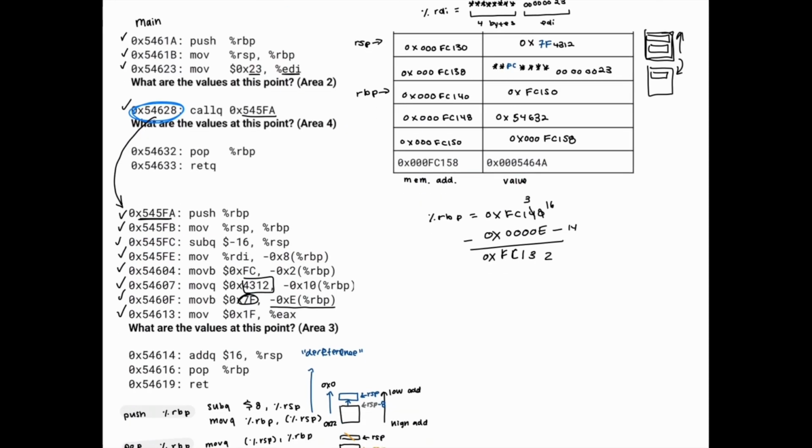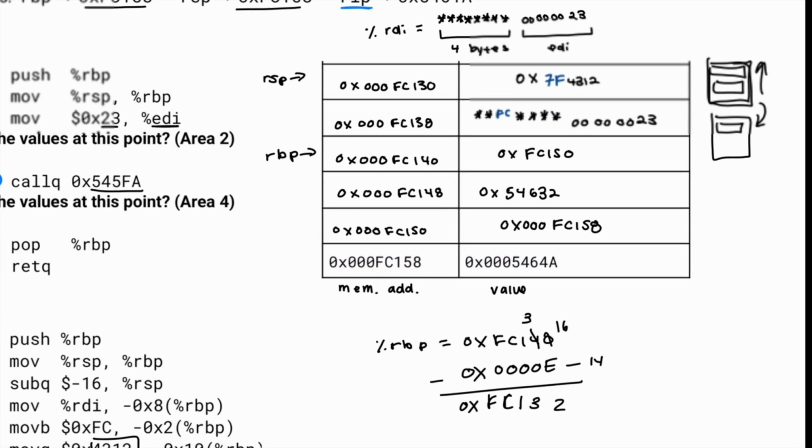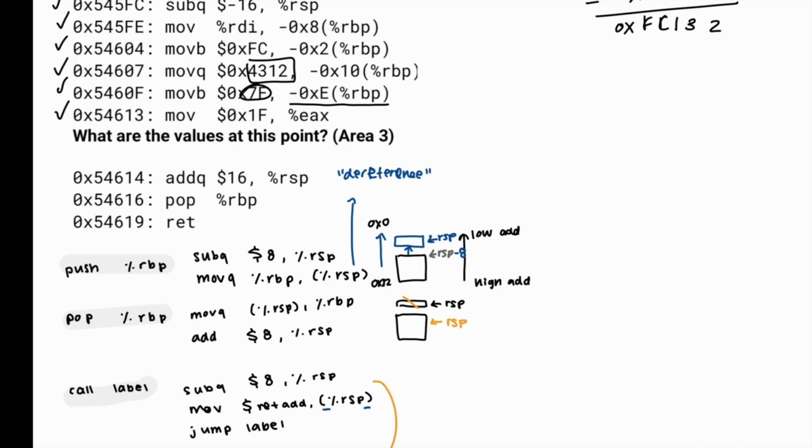Okay, at this point, we're going to add 16 to RSP. So we're going to restore its original value. This is our RSP right now. If we move 8 bytes up and then 8 bytes up again to the higher memory address, RSP is going to be at FC140. Okay. And now we have to pop RBP.